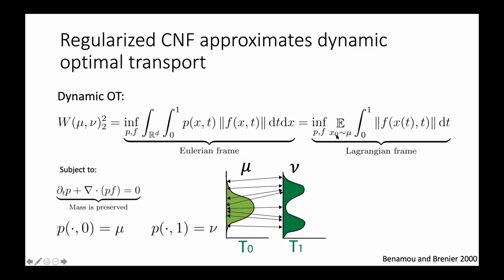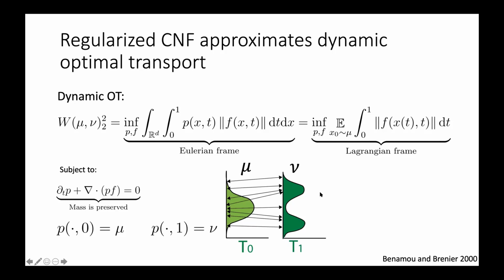So I sample an X from my previous distribution and I integrate it over time. And this is saying I want the cost that is minimum, right? So I'm looking at the path. This is saying the average cost of the path going from here to here should be minimized. And so you can look at this slightly differently, right?